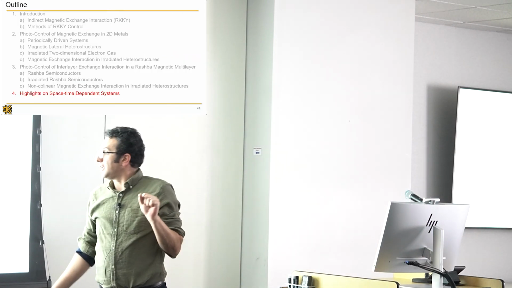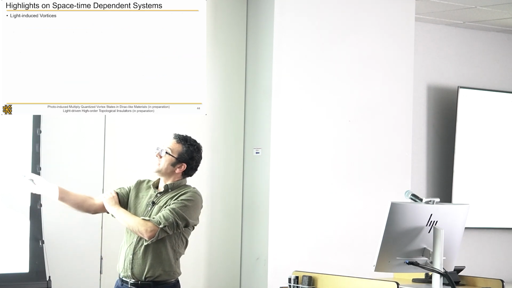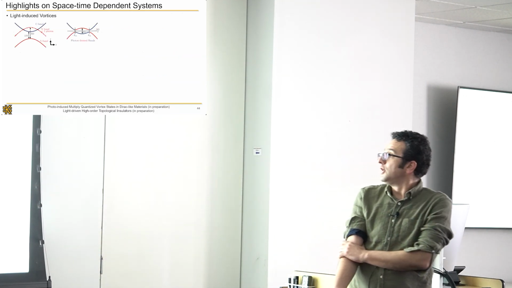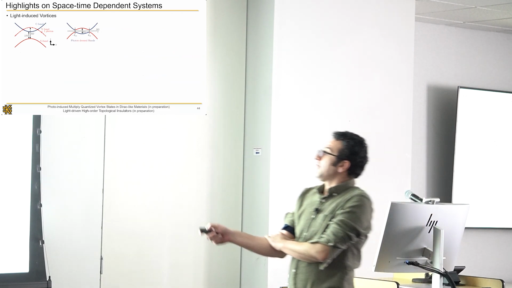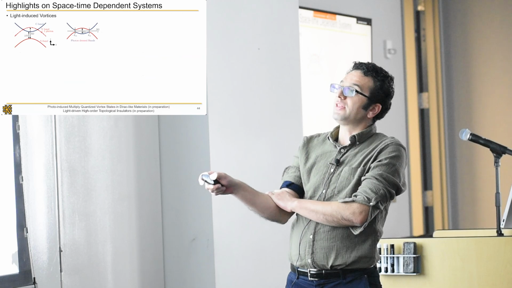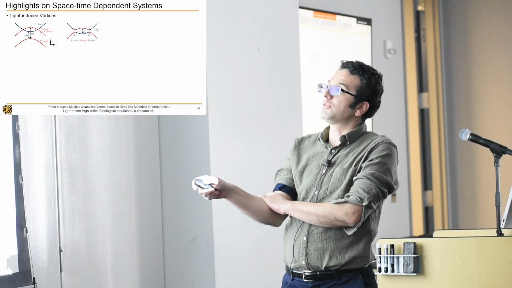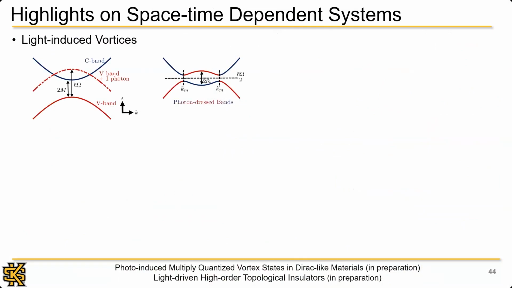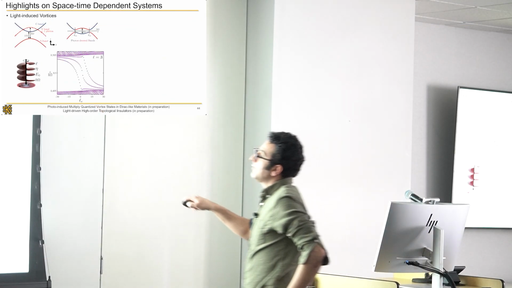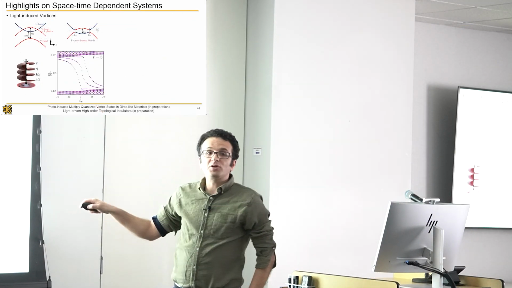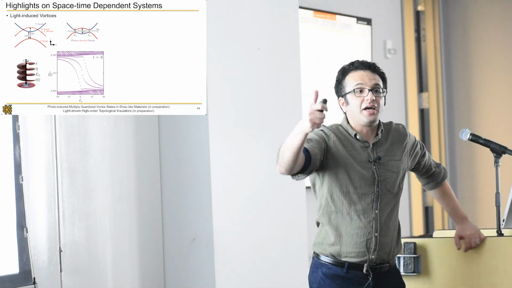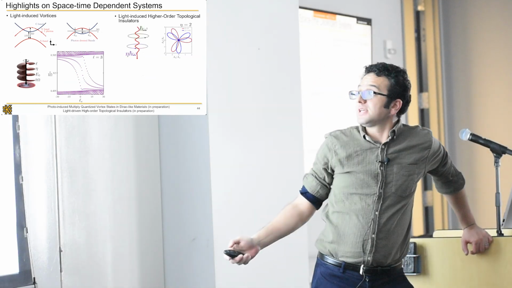So now I would like to end with some highlights about space-time dependent systems that are the current research that is done in my group. For example, whenever I irradiate an insulator and I have the crossing of one of the bands, the valence band to the conduction band, I have the appearance of what is called a Floquet topological insulator, but we can also show that we have the appearance of vortices in a similar way to what we have in superconductors that have a magnetic flux traversing them.